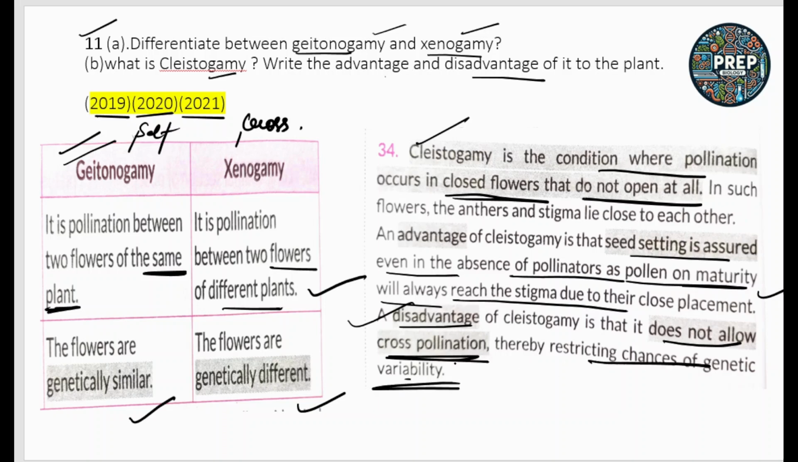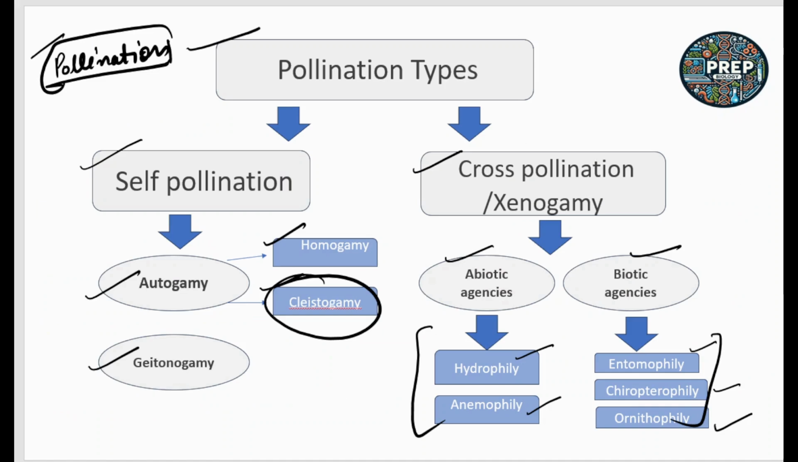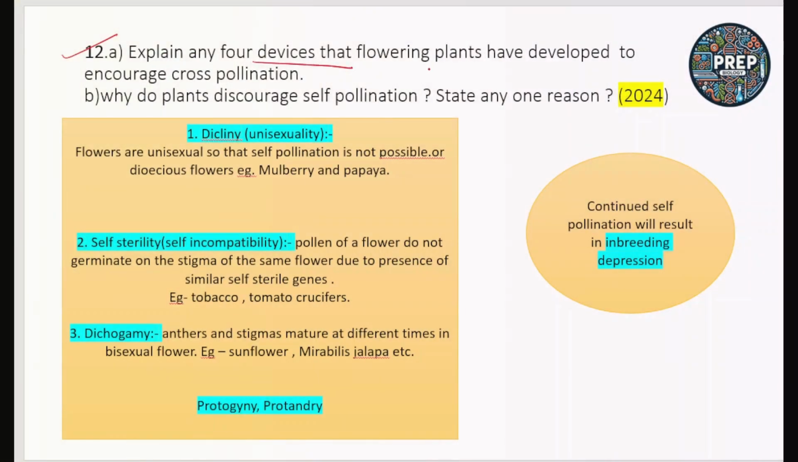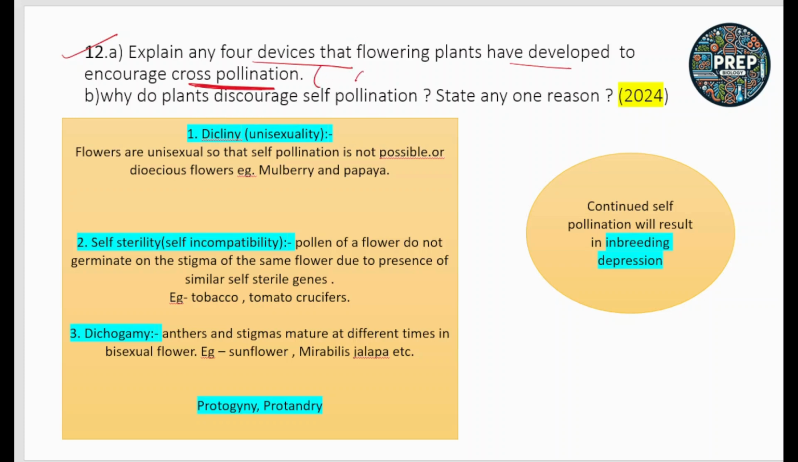So these kinds of questions have been asked from the pollination topic, and these types of pollination are very, very important. The next question is: explain any 4 devices that flowering plants have developed to encourage cross-pollination. We know which devices encourage cross-pollination. These are devices under the outbreeding devices. We have discussed already, like dioecy, self-sterility, dichogamy. Under dichogamy we have the two conditions, protogyny and protandry.